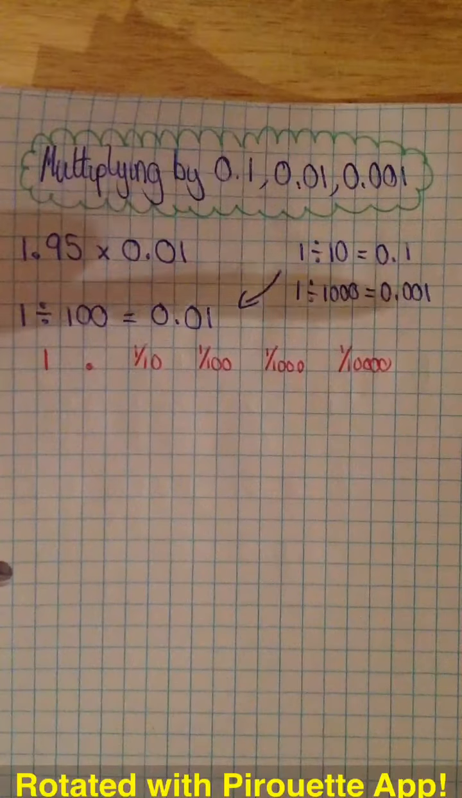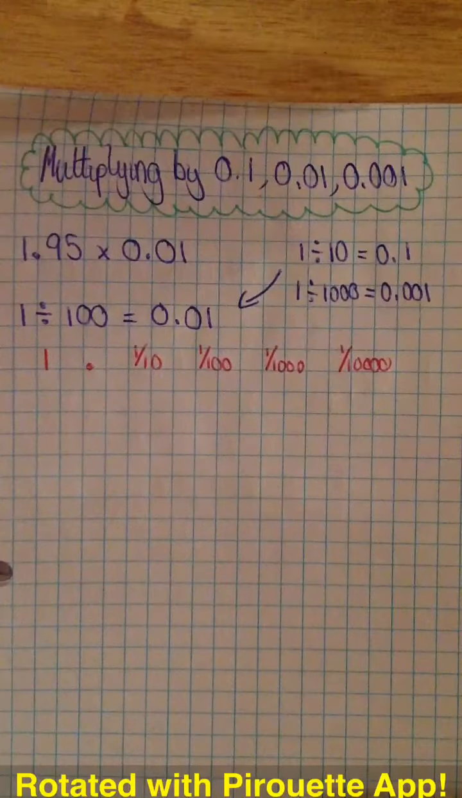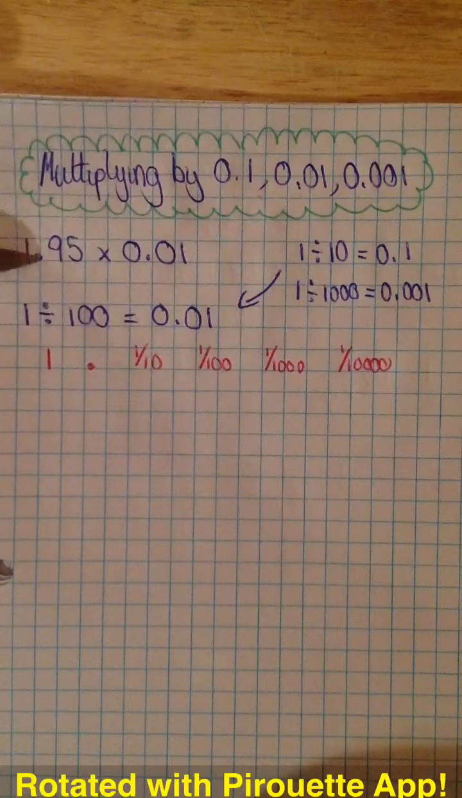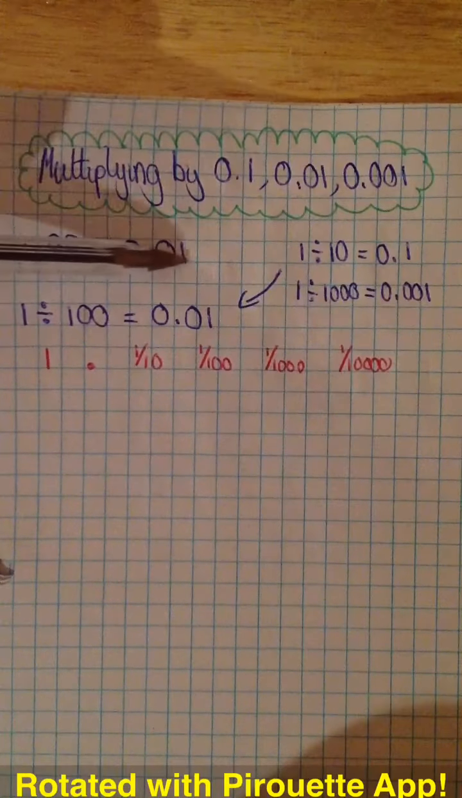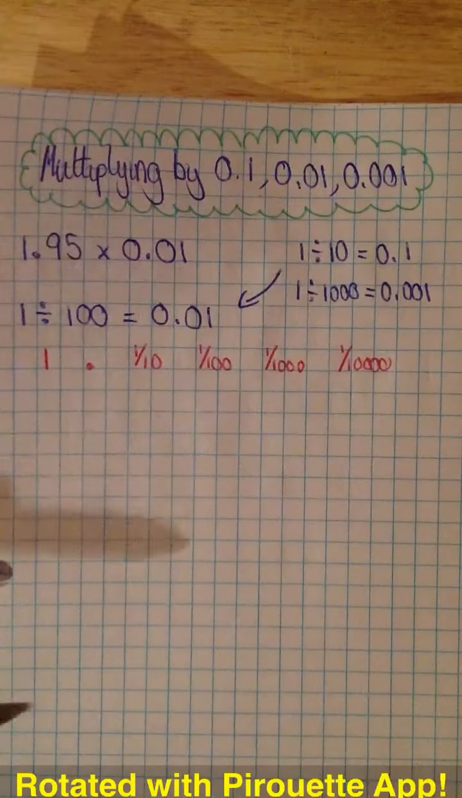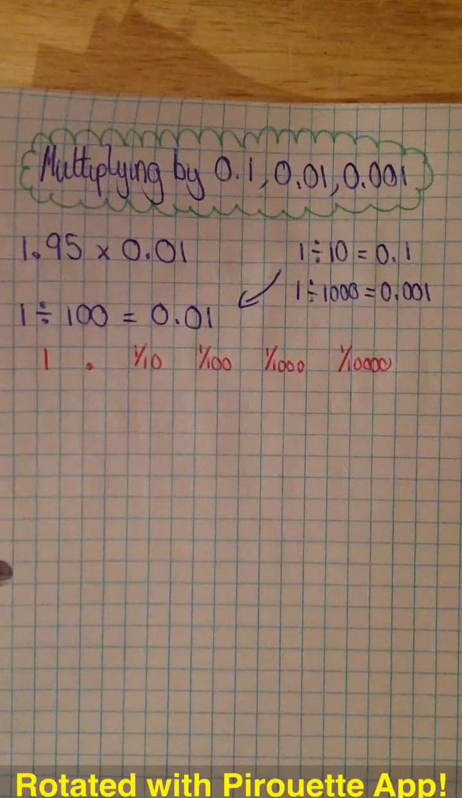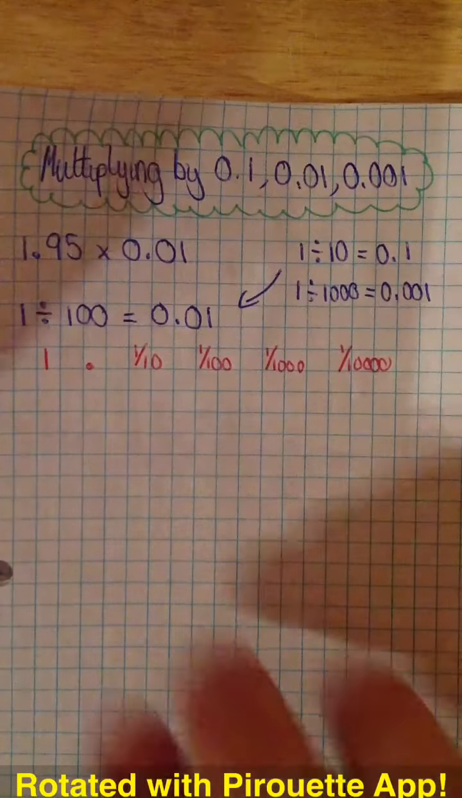That is all the convincing I'm going to give you today. I'm going to let you go away and think about that. That's all the convincing I'm going to give you for why 1.95 times 0.01 is the same as 1.95 divided by 100. It's something you really need to have a think about, and hopefully it will start to make some sense. But now that we're semi-convinced that 1.95 times 0.01 is equal to 1.95 divided by 100, let's perform that operation just to remind ourselves.